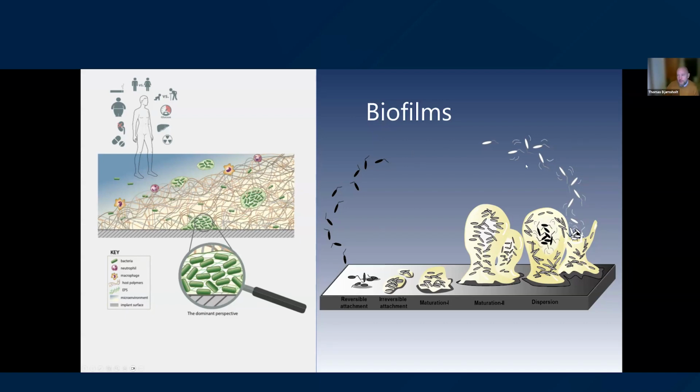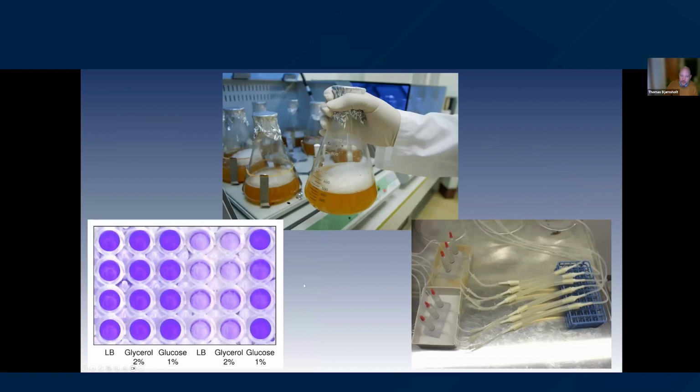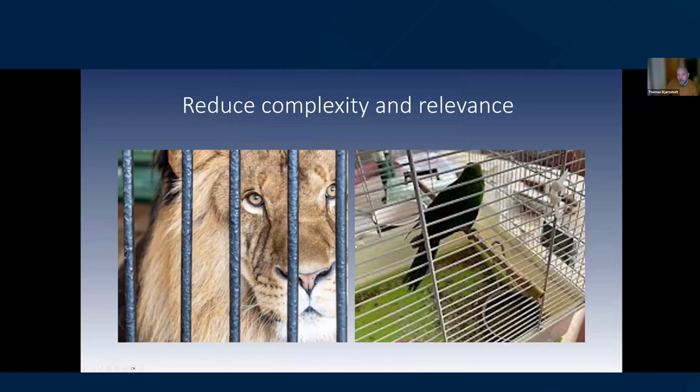And of course, we have the extremely good mental model of biofilm growth, from reversible attachment to maturation and dispersion. But this is not how the bacteria grow in a laboratory. We still grow bacteria in the laboratory in shaking cultures and microtiter plates and flow cells and so on. But if we take a step back, the way we grow bacteria in the laboratory and how we handle them is that we reduce complexity, and I think we also reduce relevance.